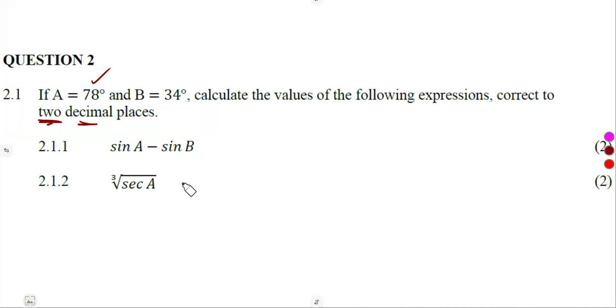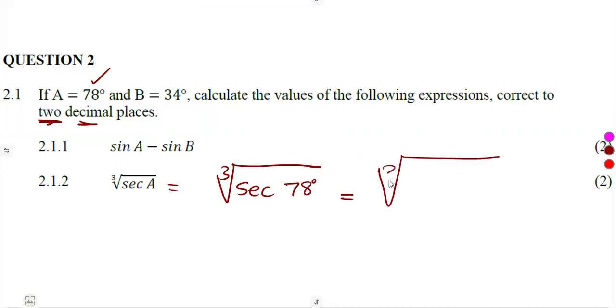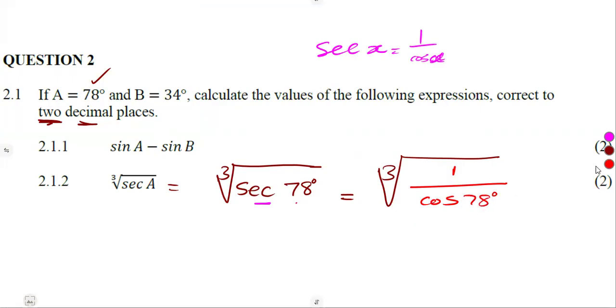We move on to another one, the cube root. That is the cube root of sec A. So this is the sec of angle A, the sec of 78 degrees, which we cannot simplify on our calculator. So we need the equivalent of a sec. Remember, sec of x is 1 over the cos of x. If it is the sec of A, 1 over cos of A. So in place of that sec, it is 1 over the cos of 78 degrees.